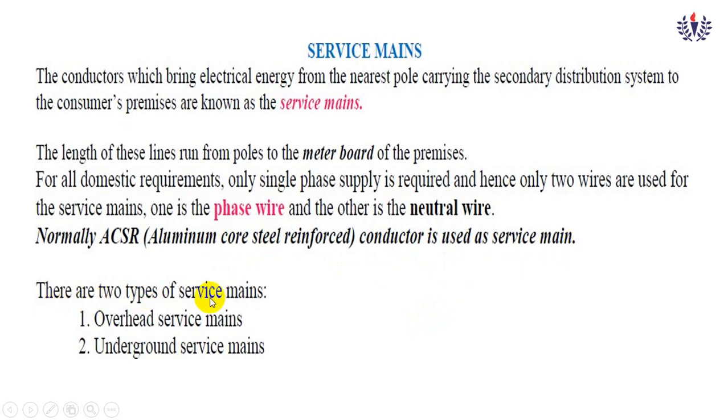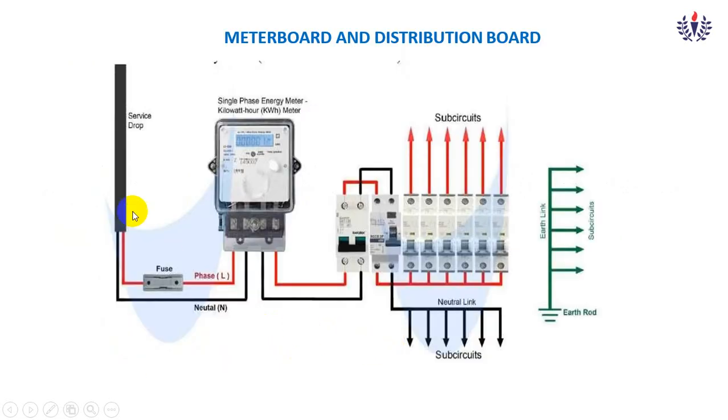There are two types of service mains. Up to the pole, the EB will take care. After that we should take care. From that we will tap our conductor. That is known as the service main, and it will enter the house by means of an overhead service system or an underground service system, whatever it may be. Here you can see the service drop. From there we will put a fuse for the phase side and the neutral side.